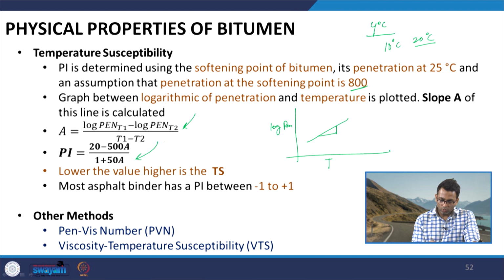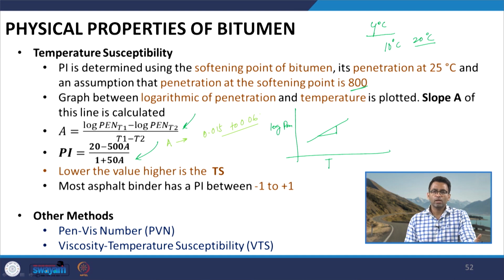Here the value of A typically ranges from 0.015 to 0.06, which indicates that bitumen from different sources can have a very wide range of penetration index and therefore temperature susceptibility. The lower the value of the penetration index, the higher the temperature susceptibility of the bitumen. For most typical bitumens, the penetration index ranges from -1 to +1. It has been found that bitumen whose penetration index is as low as -2 can be very highly temperature susceptible.